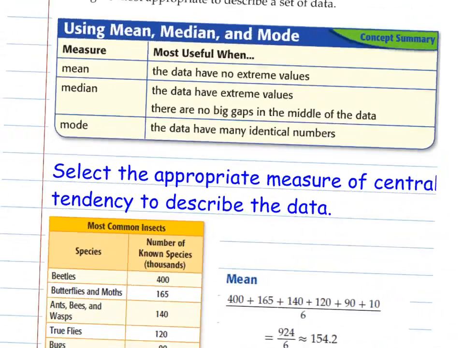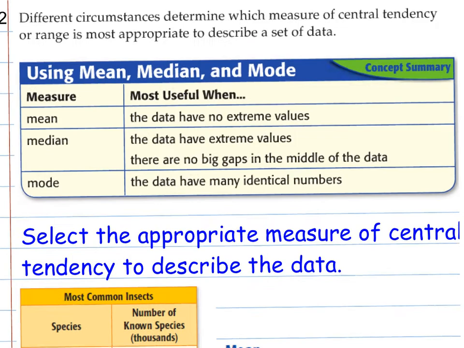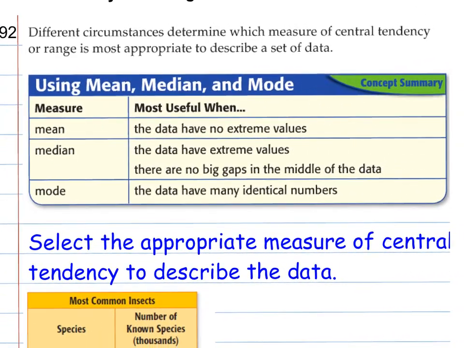So again, different circumstances call for different measures. Which one's the most appropriate to the data set? So again, the mean, you're going to want to use the mean. It's most useful when there's no extreme values, meaning there's no extreme outliers. And we've talked about outliers a little bit. So say most people are scoring on a test out of 10. Most people are scoring 7 and 8. If someone scores a 1, that's really going to change.